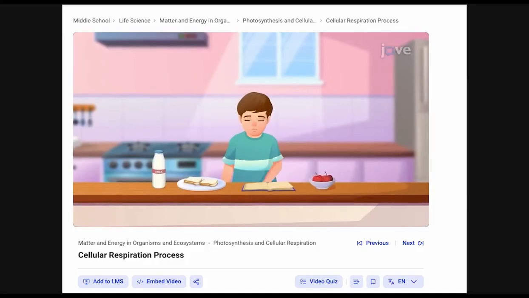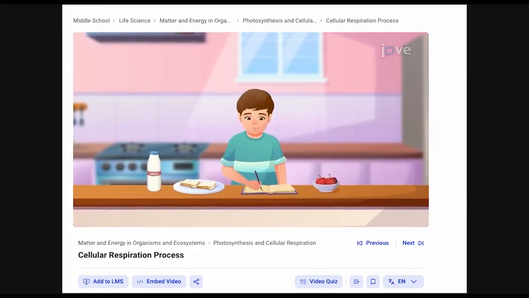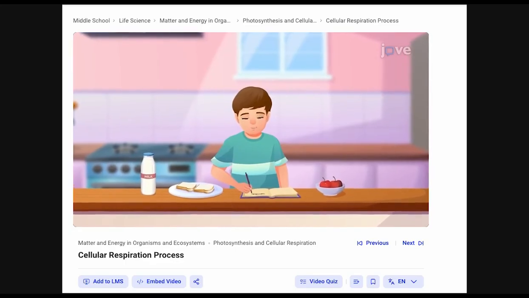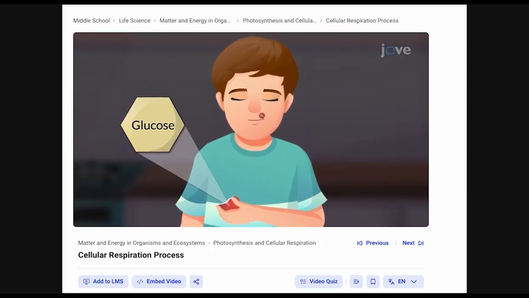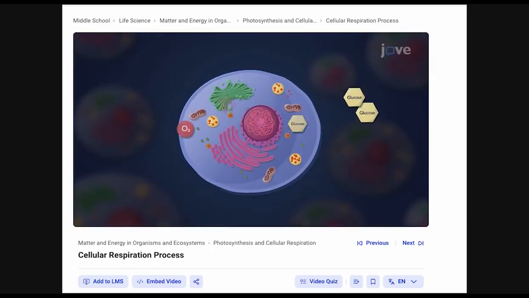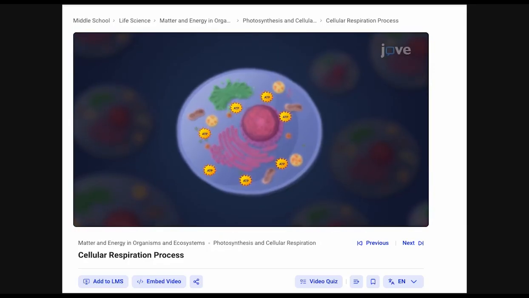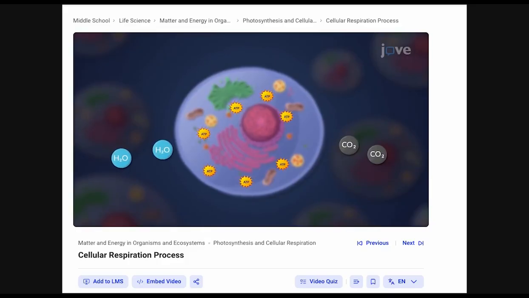Cellular respiration is the process our cells use to turn food into energy. It involves glucose from food and oxygen from the air we breathe. These reactants produce ATP, the cell's energy currency, carbon dioxide, which is exhaled as waste, and water.